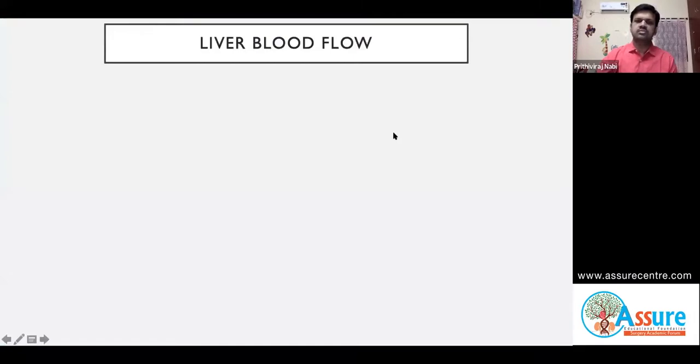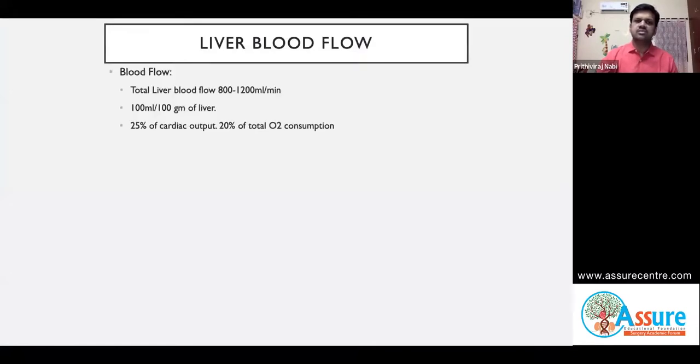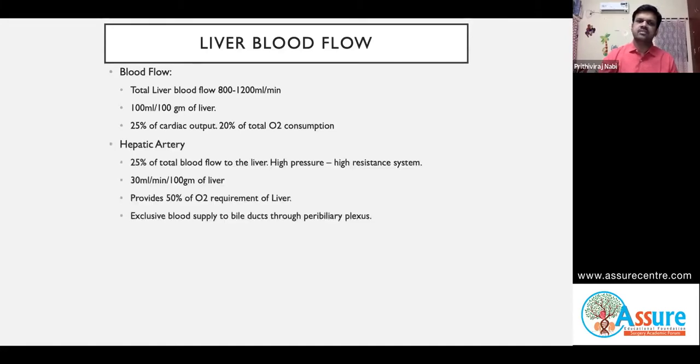Coming to the liver blood flow, this is a recap of what I told in the last class. The total liver blood flow is 800 to 1200 ml per minute, about 100 ml per 100 gram of liver. It is 25% of the cardiac output, and 20% of the total oxygen consumption of the body is by the liver.